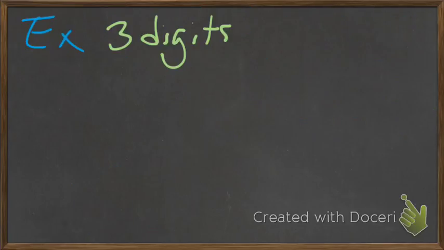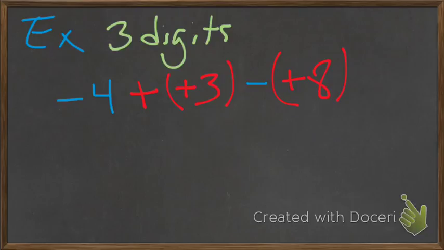Now, sometimes you're going to get examples with 3 digits. Ooh, scary. Not really. It's actually really, really straightforward. So let's say we'll do -4 plus +3, subtract +8. Okay? So what I like to do when I have 3 digits is basically work with 2 at a time. Kind of like BEDMAS, right? You're not going to do all of them at once.